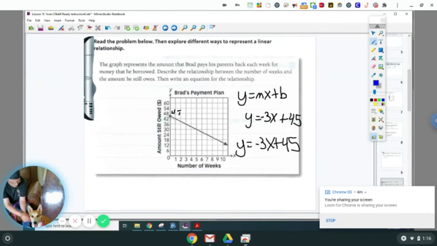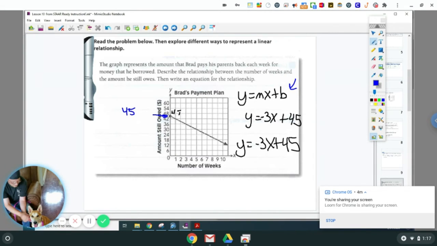Here we have a situation where the graph represents the amount that Brad pays his parents back each week for the money he borrowed. Describe the relationship between the number of weeks and the amount he still owes, then write the equation. So what I first want to figure out is where he starts. He starts right here, which is 45. And that's the reason why this b is 45. And we'll get more into this equation of y equals mx plus b and describing it.